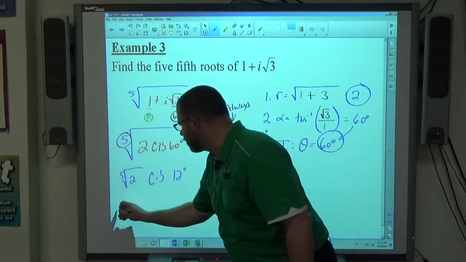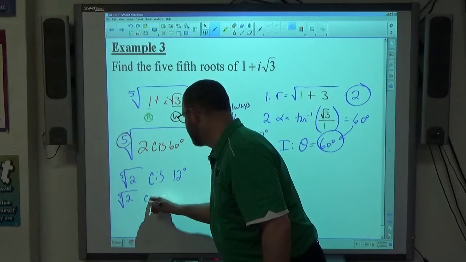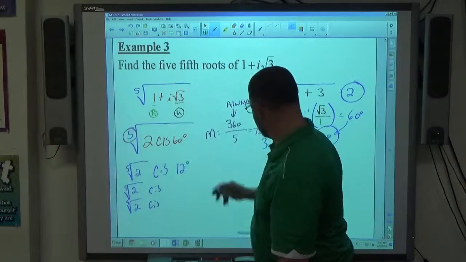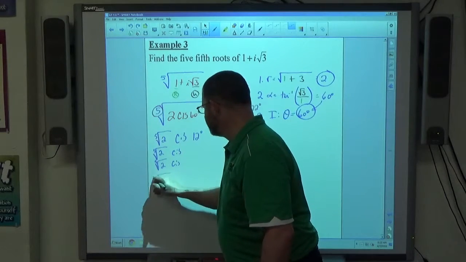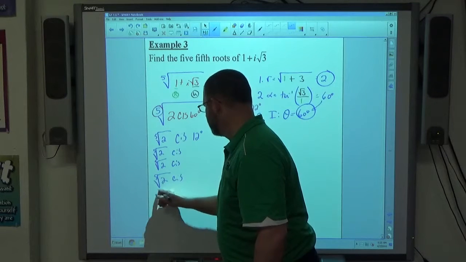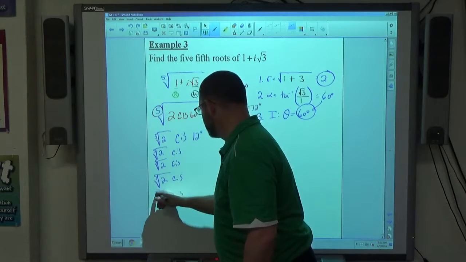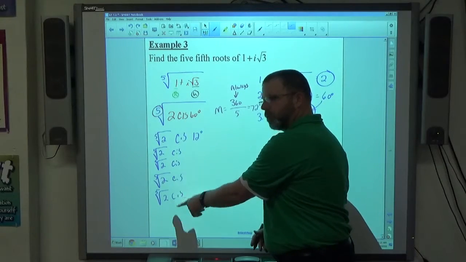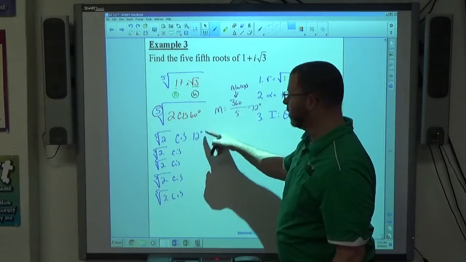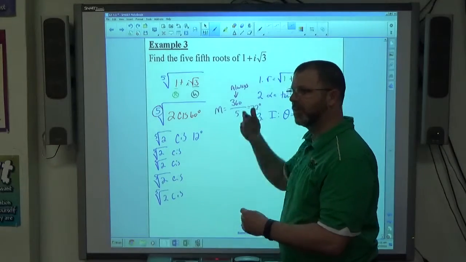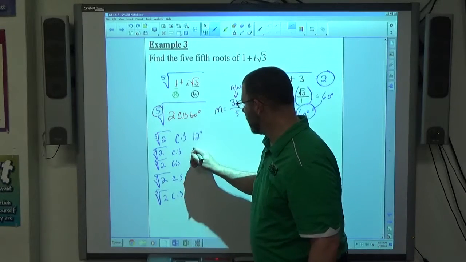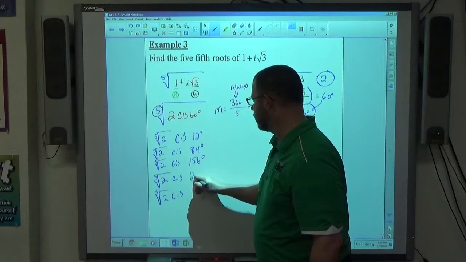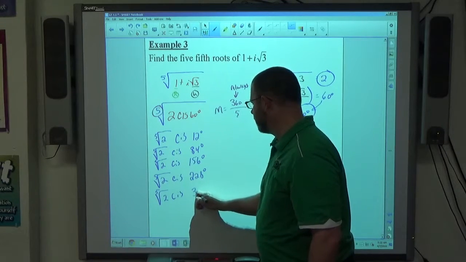So the answer is going to have this structure. The fifth root of 2 CIS, and I have to extend the page here, the fifth root of 2 CIS, repeated for each answer. Every answer is going to look exactly like that. I've got the one I'm supposed to have, 2, 3, 4, 5. And then I just take whatever this angle is, plus 72, plus 72, plus 72, plus 72. So 12 plus 72 is 84. 84 plus 72 is 156. 156 plus 72 is 228. 228 plus 72 is 300.